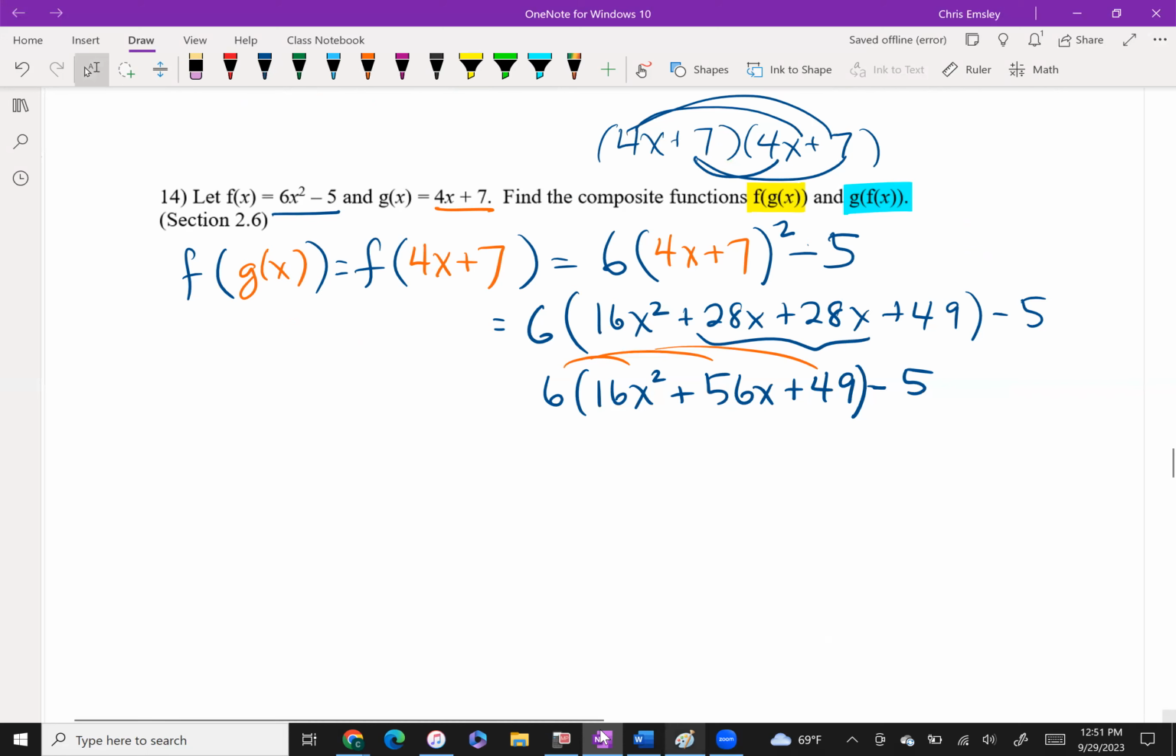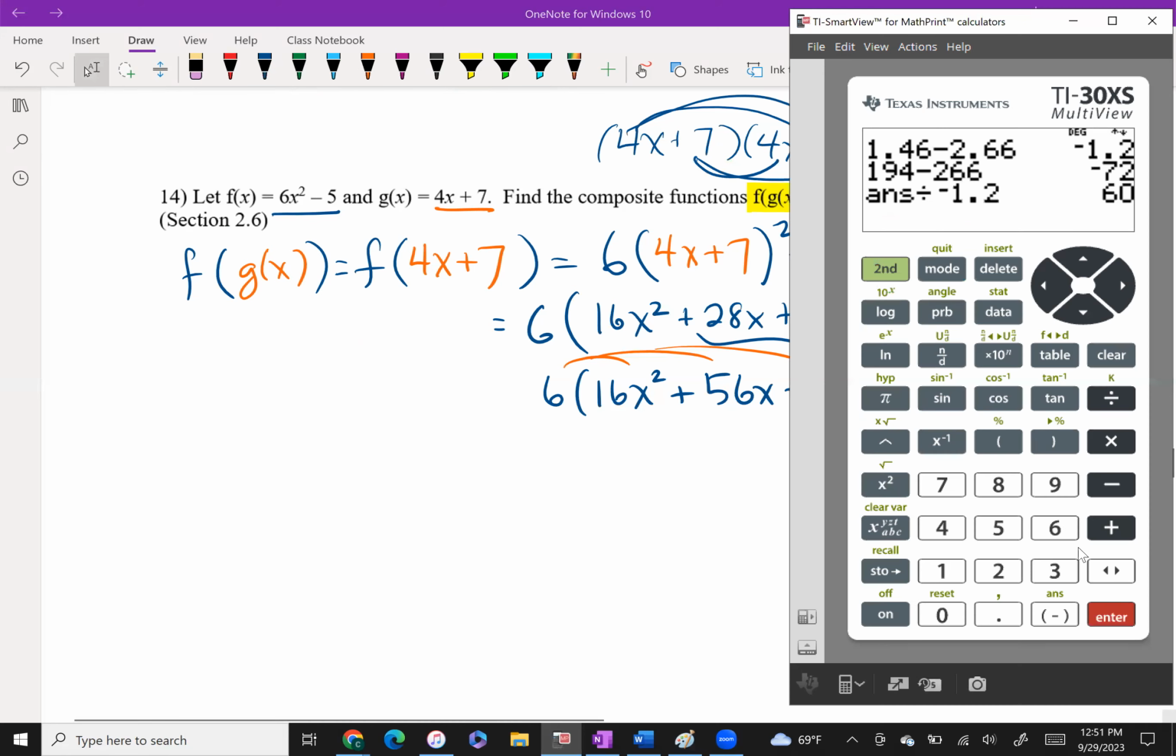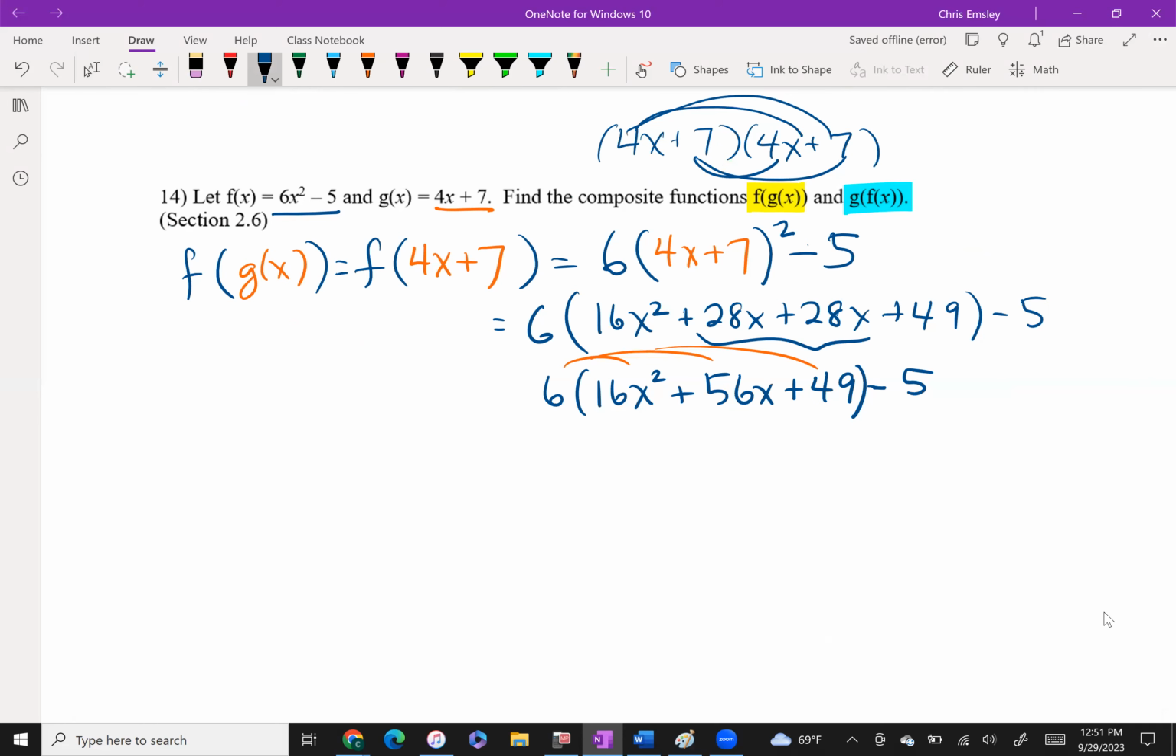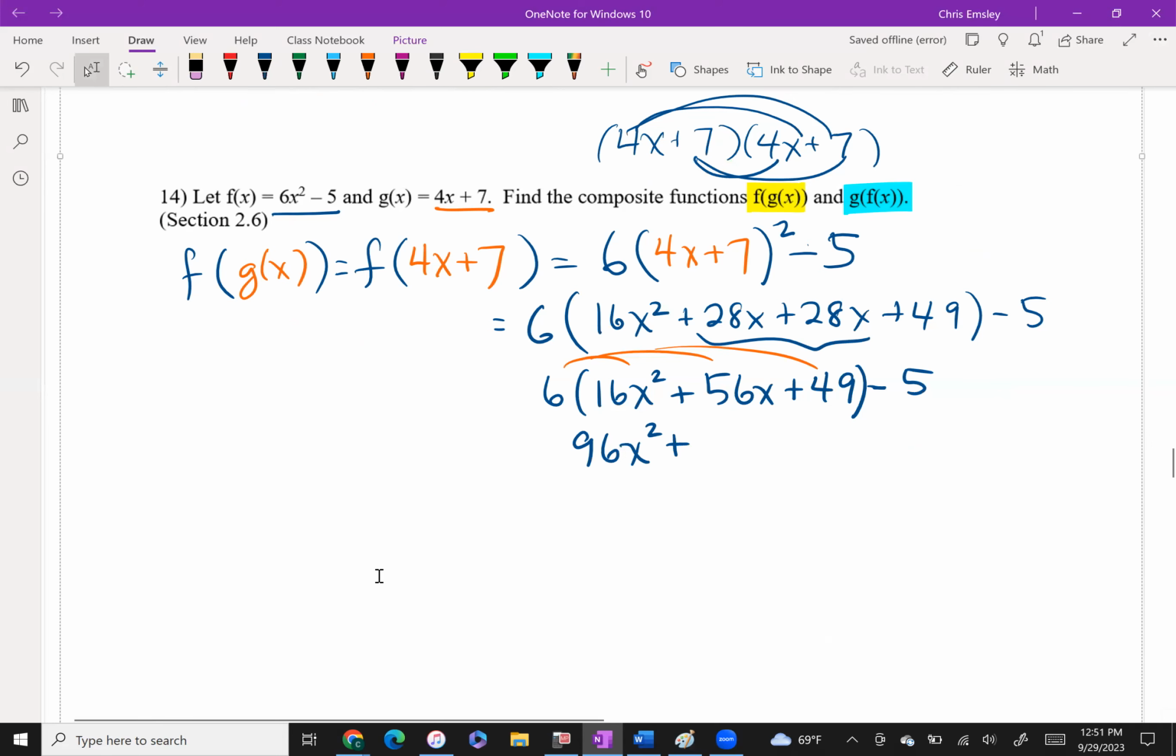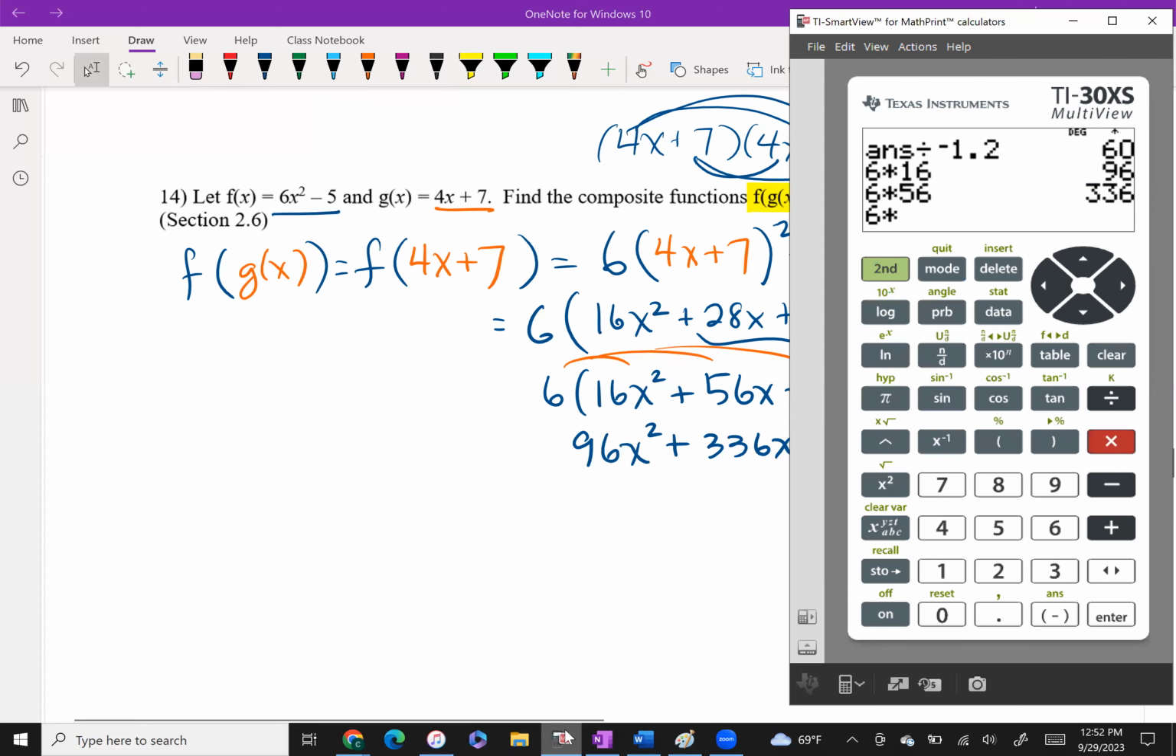Oh, I'm going to use my calculator for that because I don't do a lot of math in my head. Isn't that terrible? 6 times 16 is 96. I probably should have known that. 6 times 56 is 336. And 6 times 49, 294.